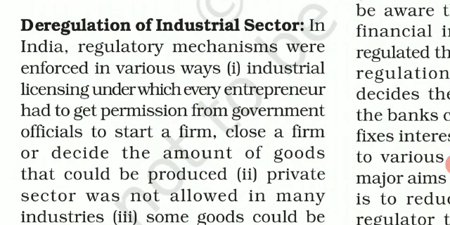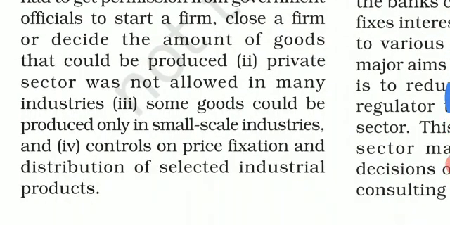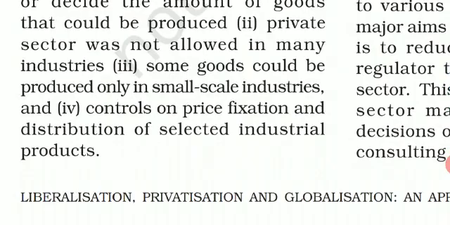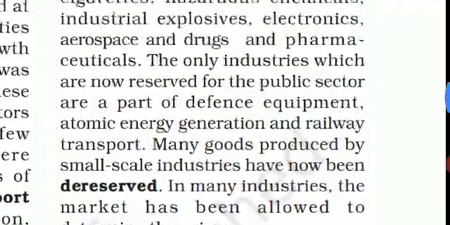Second, the private sector was not allowed in many of the industries. And third, some goods were kept away from competition. They were only safeguarded for the small scale industries. And fourth, the controls on price fixation and distribution of selected industrial products. By these four ways, the industrial sector was completely regulated by laws and rules. So in 1991, the time had come when we had to remove all these rules and regulations.